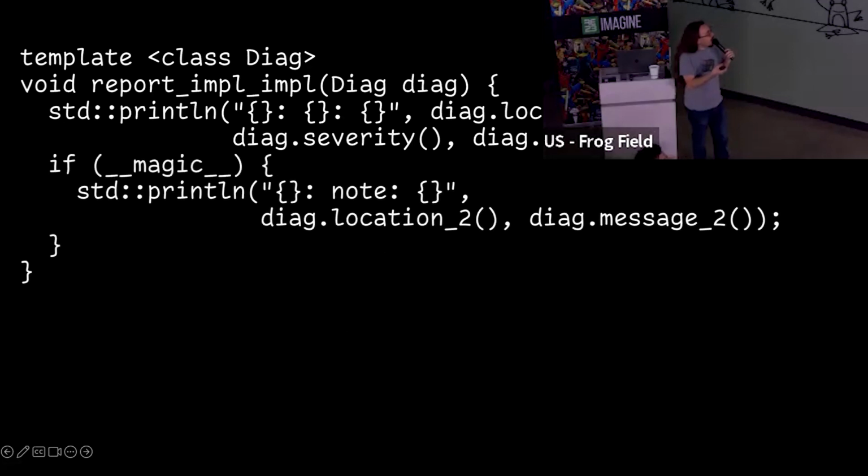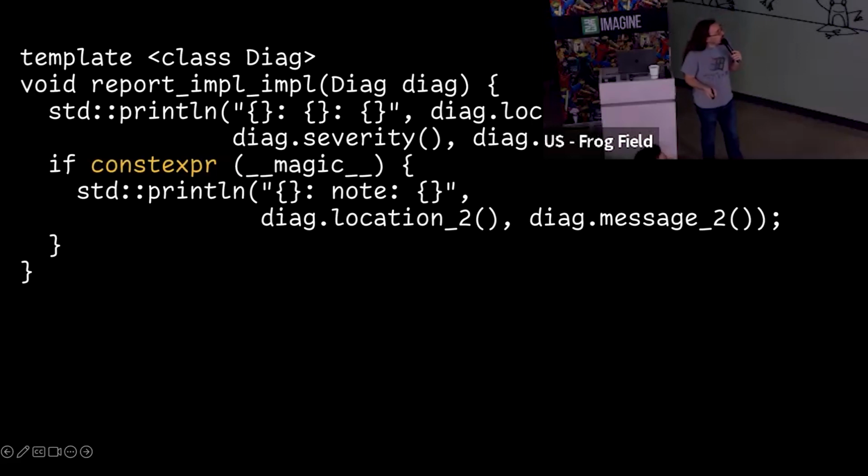We want to write something like an if statement, but with a normal if, both sides of the if and the else need to compile. So we can't use a normal if statement, but we can use an if constexpr. If constexpr says if the magic is false, then it doesn't need to compile the body of the if. So how do we implement the magic?